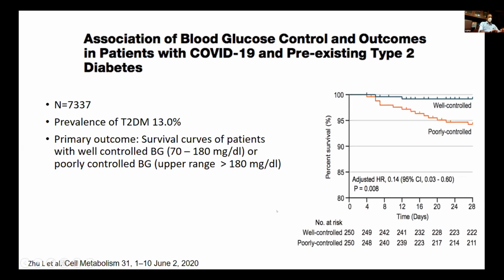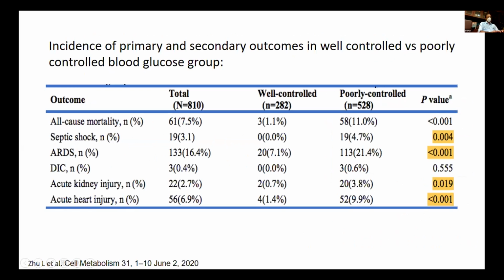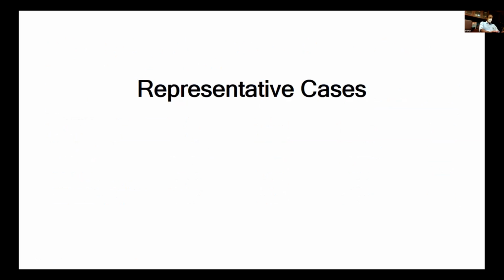This study also showed that those who had poorly controlled blood sugar at any time during the hospital stay had a higher risk of mortality, septic shock, ARDS, acute kidney injury, and acute heart injury. So the gist of this study is we should take optimal care so that blood sugar remains in very good control throughout the hospital stay. With this background, I'm going to discuss the management of diabetes during the hospital stay. I will give you a few examples so that it will become very clear to you.